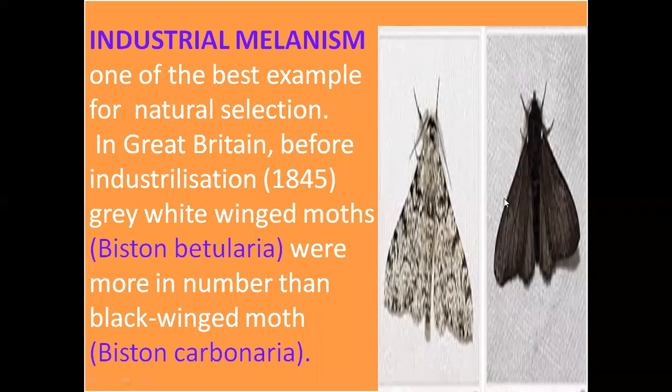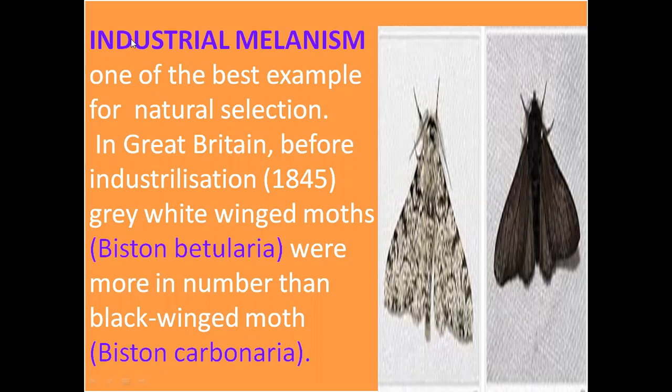Okay. So on a black background, these black moths were not identified by the predators, while on the black background, these white moths were easily identified by the predators. So the amount decreases; white moths were decreased. Why? Because they were easily identified and eaten by the predators. So the number of white moths decreased and the number of black moths increased.